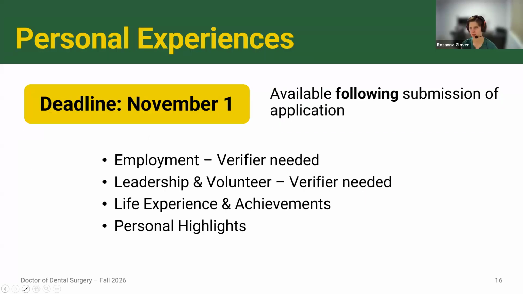Lastly, we've got our personal experiences. This is a form that'll become available after you submit your application. The deadline for that is November 1st. So if you recall, the deadline for application is also November 1st. So we recommend applying a few days in advance so then you get the forms and you can fill them out. There's a few different sections, including employment, leadership and volunteer, life experiences and achievements, and personal highlights. For the first two, you do need to provide contact information for a verifier so they can confirm that the information you provided is accurate.